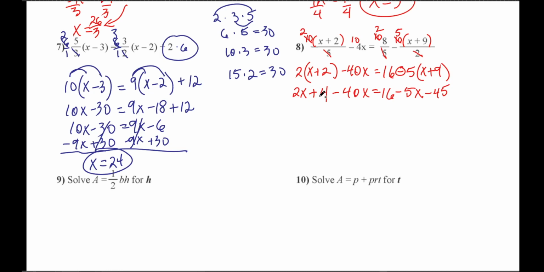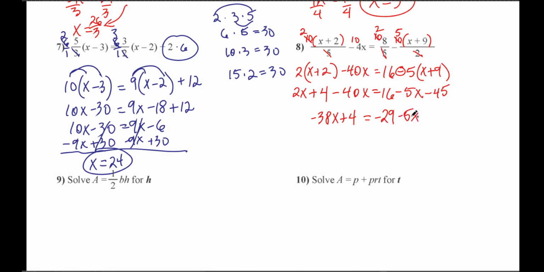All right, let's add some like terms on the left-hand side. So 2x minus 40x is what? Negative 38. Oops, forgot the 3. Negative 38x plus 4. Over here on the right side, 16 minus 45, what's that? Negative 29? Somebody double check. Is that correct? Yes?